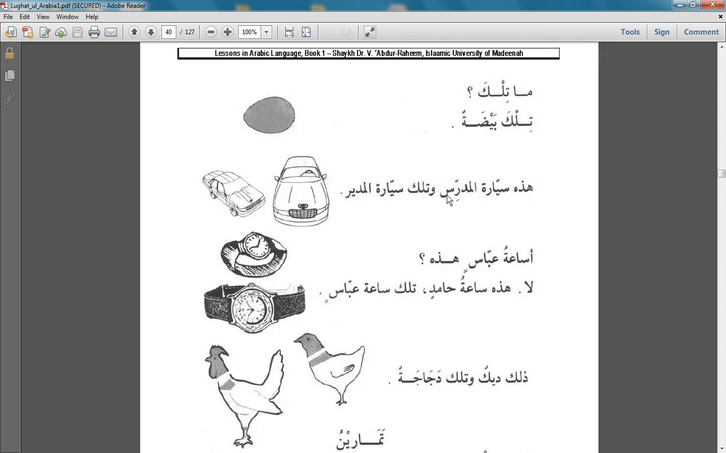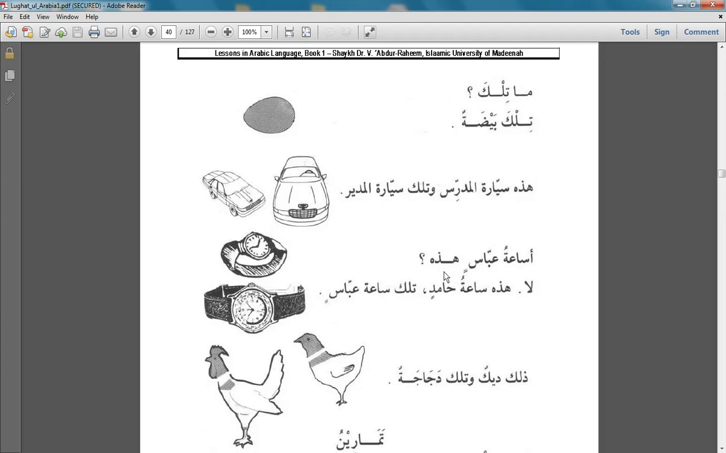So here we have an example of مضاف and مضاف إليه. سيارة المدرس means the car of the teacher, meaning the teacher's car. And سيارة المدير, the principal's car. مدرسي and مديري, both of them will have a kasra because they are مضاف إليه, meaning they are the possessed objects.